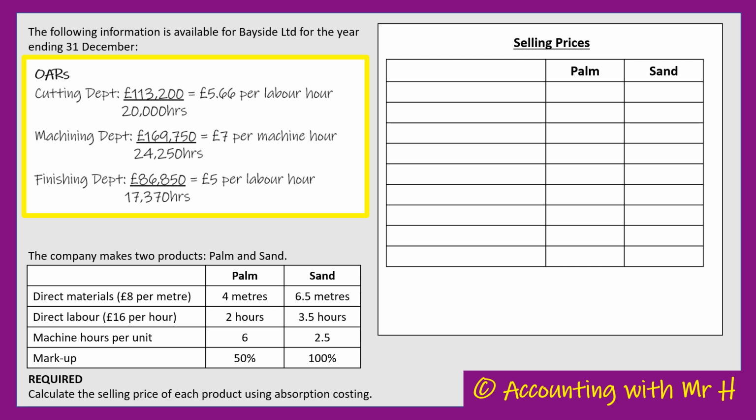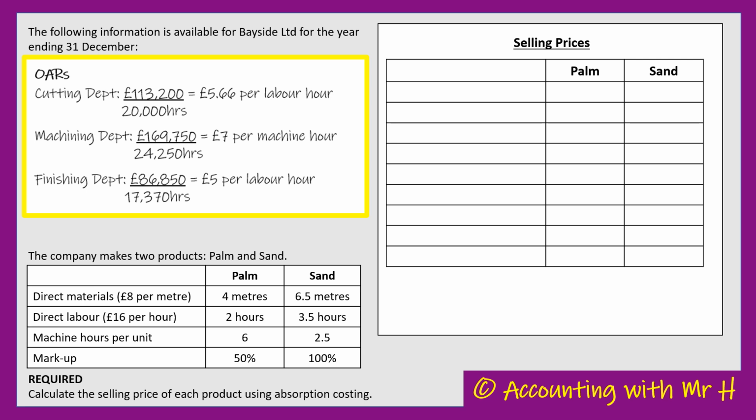Right, and then we come near to the end of this question. I've just moved over the OARs that we've just calculated into that yellow box because I'm going to need to refer to them in a minute. So the final thing to do is to work out the selling price of each product using absorption costing, using all of this information that we've been working out.